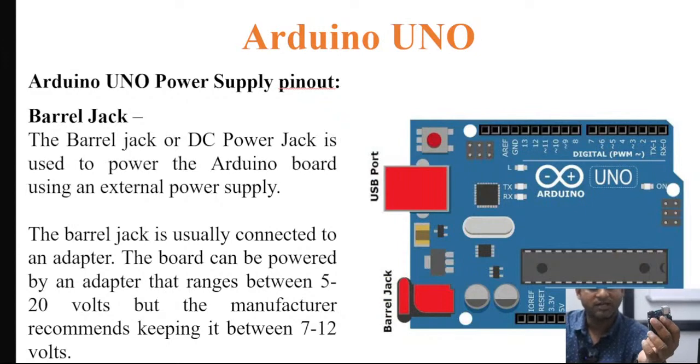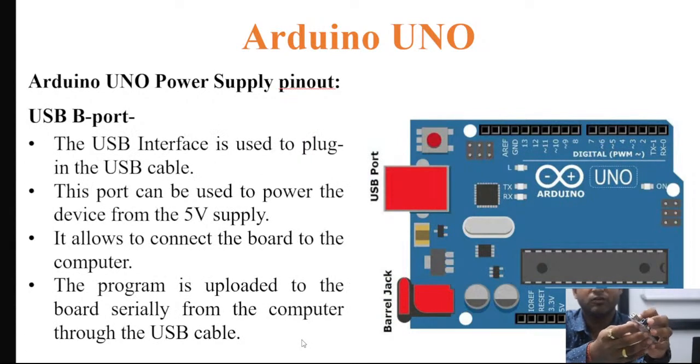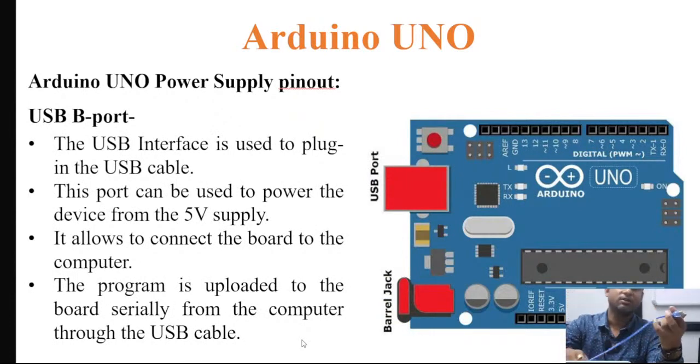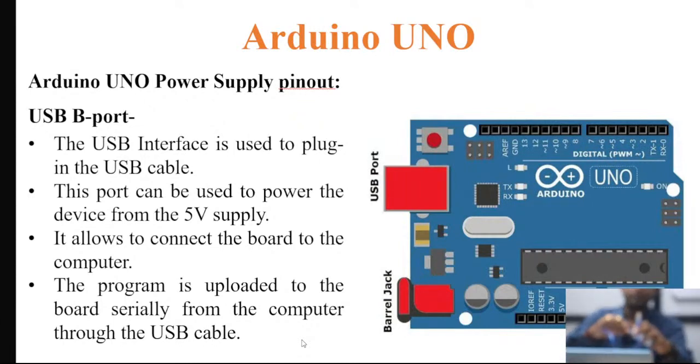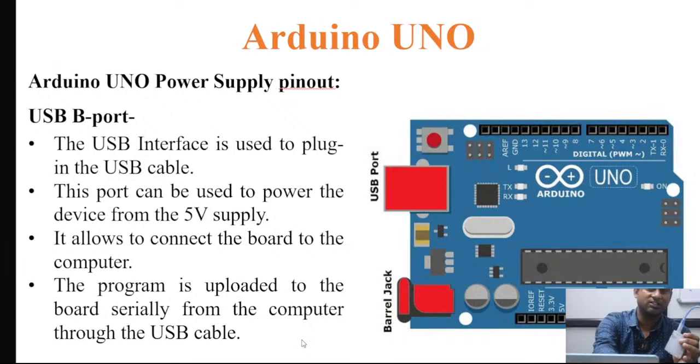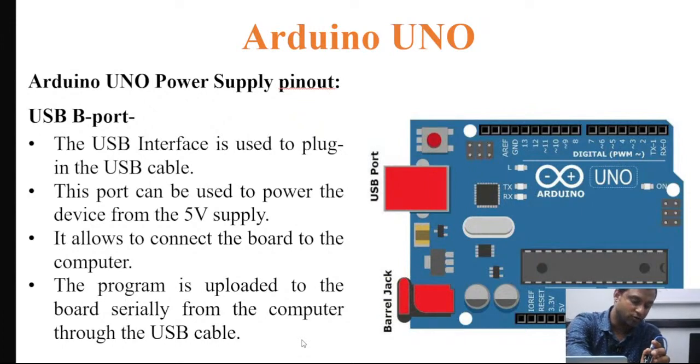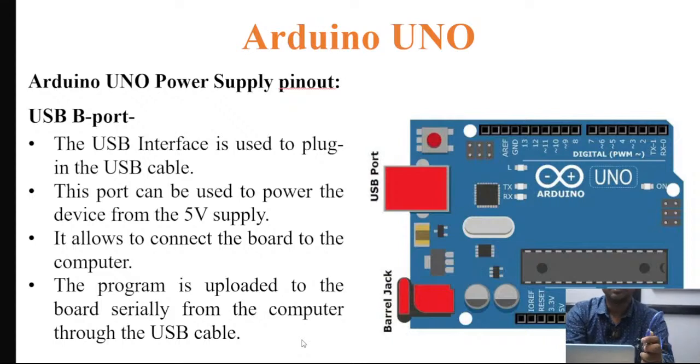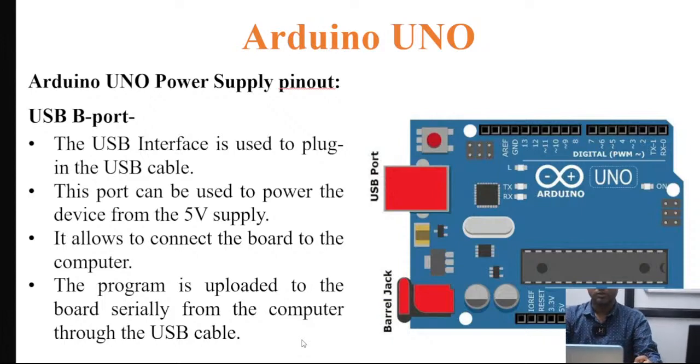Then we'll go to the next slide. This is the USB B port of the Arduino board. Using this cable, we can power on the Arduino as well as transfer all the code we write for this Arduino Uno microcontroller. One end can be connected to the USB and the other end to the USB B port. It takes only a 5 volt power supply to switch on the Arduino.